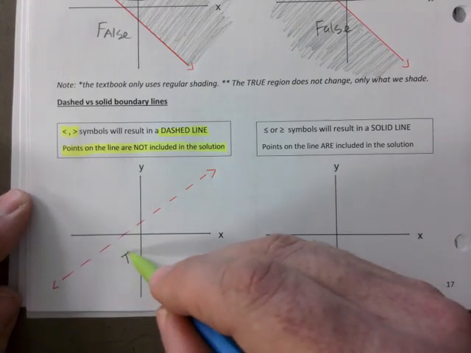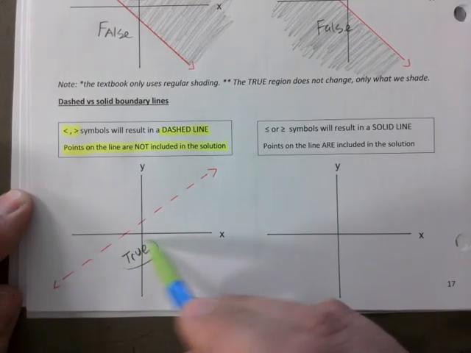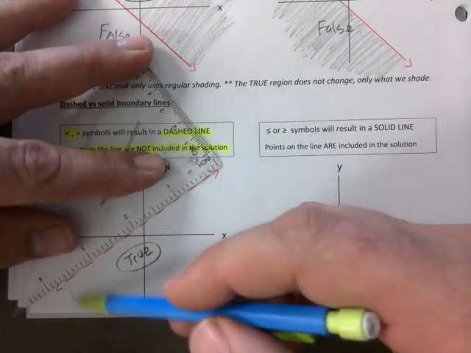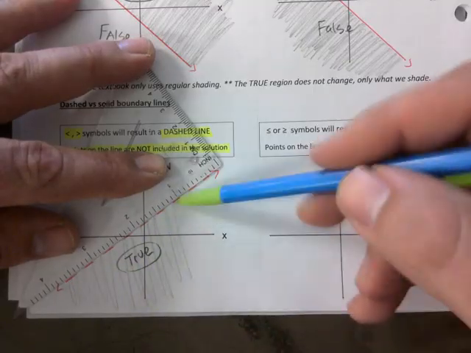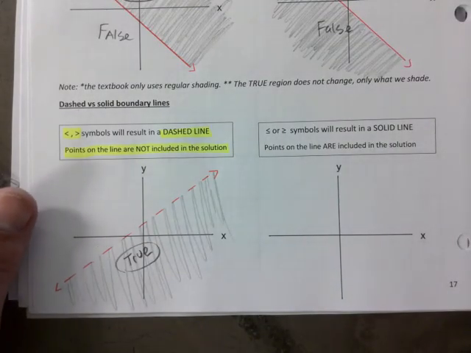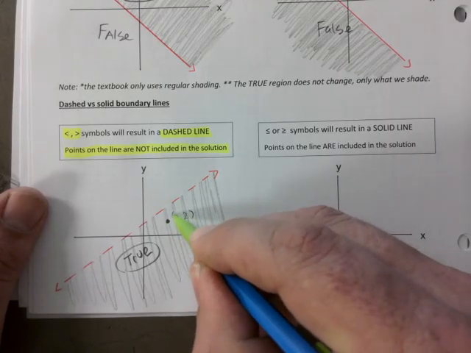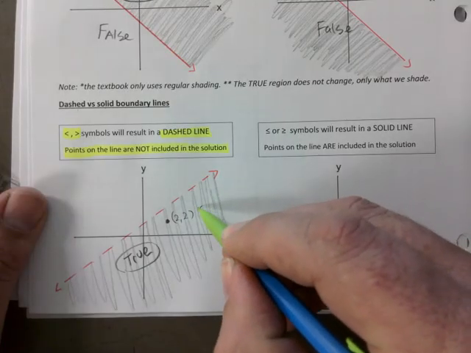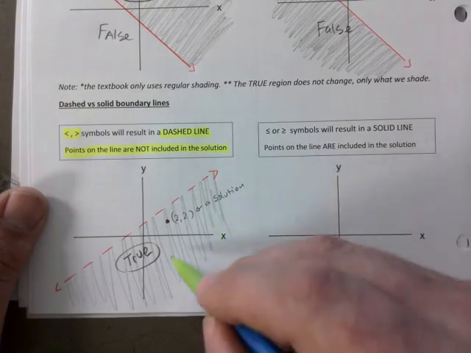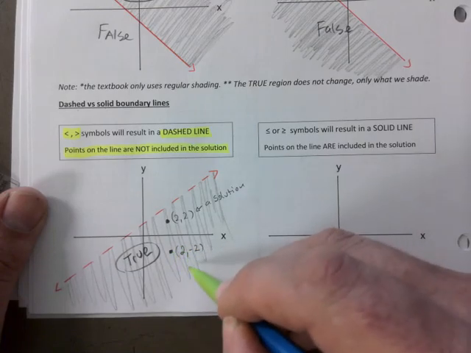So let's say in this instance we're going to have to determine where the true region is. You have the true region here, and we're using regular shading, of course, for this one. Let's say you have this point, 2, 2. This would be a solution. Why? Because it's in the true region. If you had 2, negative 2, a solution.